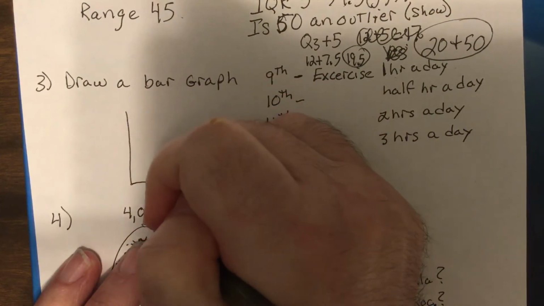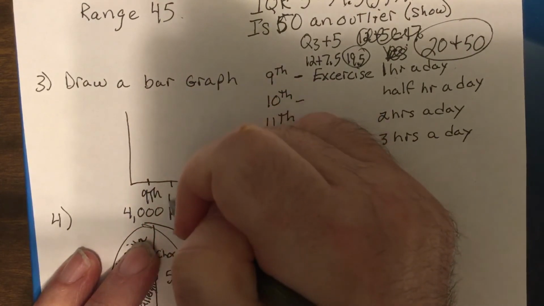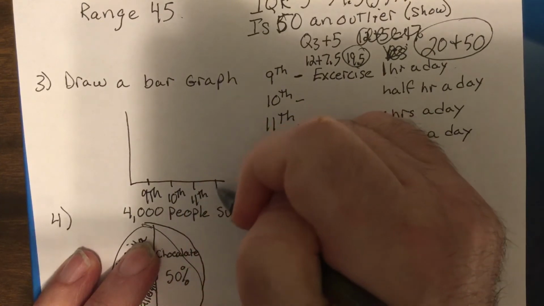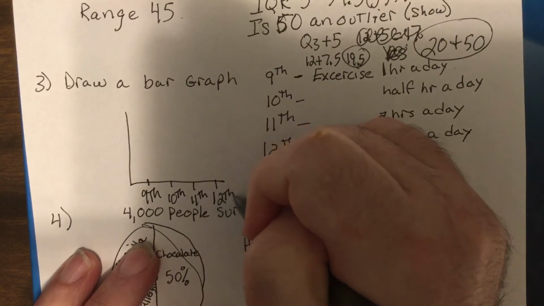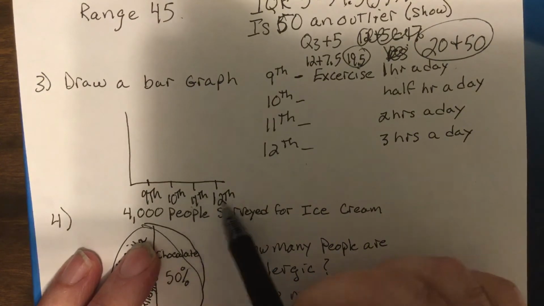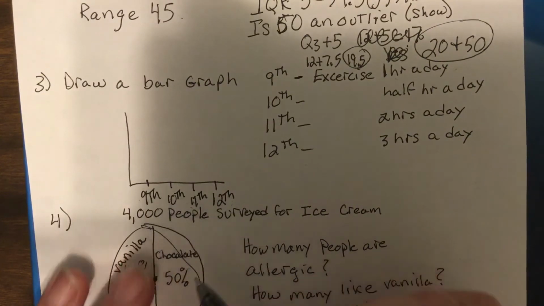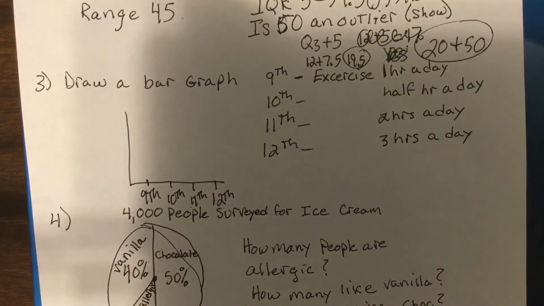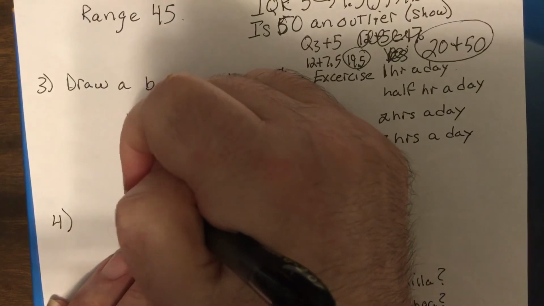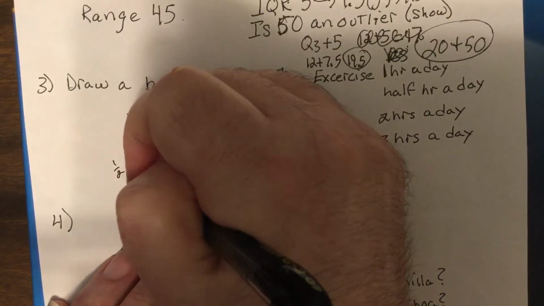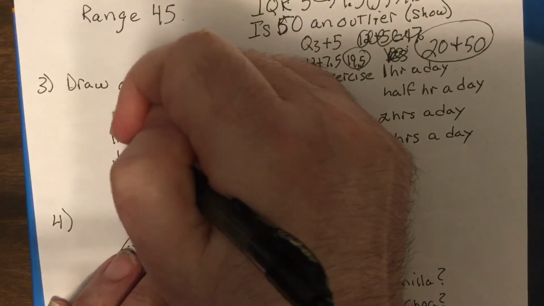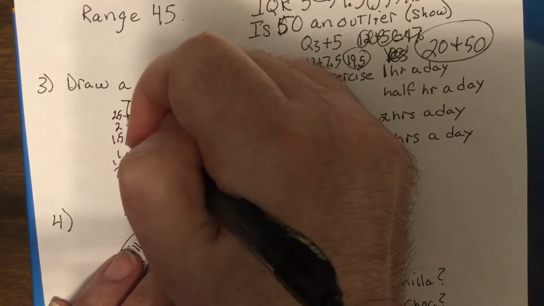Okay, so we got 9th, we got 10th. Now, why do some exercise and some don't? Just making this up. But maybe juniors and seniors are more worried about dating, so they want to look better, where the freshmen and sophomores, they're still young at the world. So, anyways, let's say we got a half hour, hour and a half, 2.5, 3.